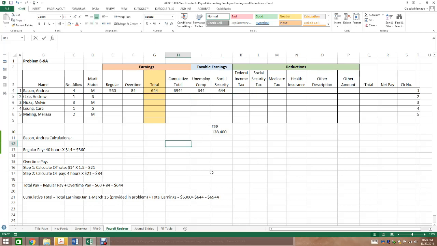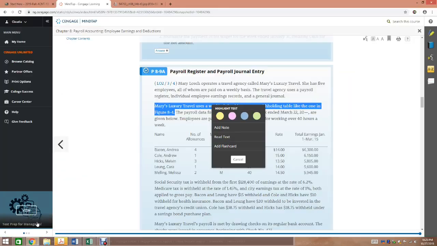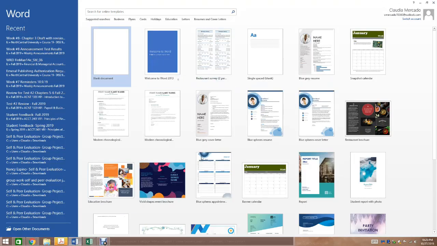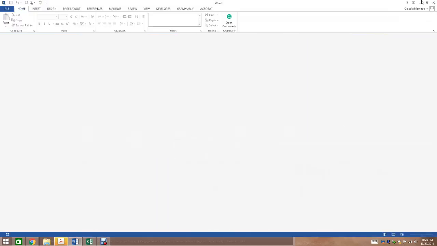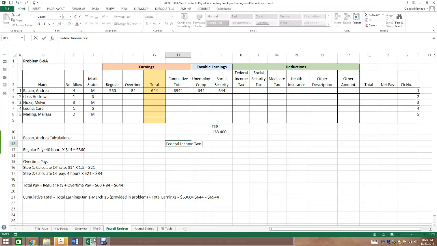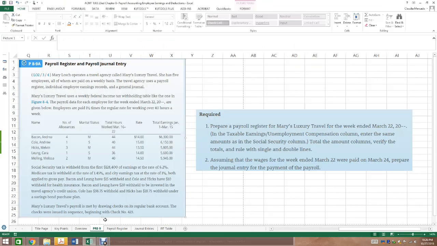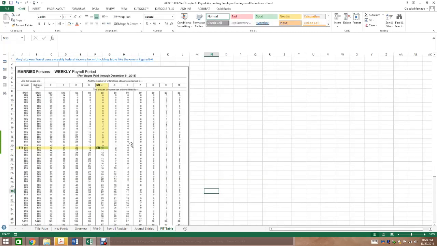So now I'm going to calculate my federal income tax. Okay? Now for your federal income tax, let me close this. I don't need this open. Okay. For your federal income tax, the problem says that Mary's Luxury Travel uses a weekly federal income tax withholding table. Okay, so we're going to go to our withholding table. Okay, now before we go into our withholding table, let's read the problem.